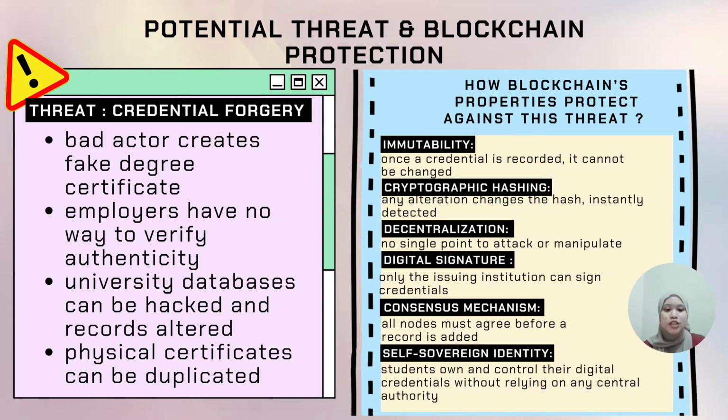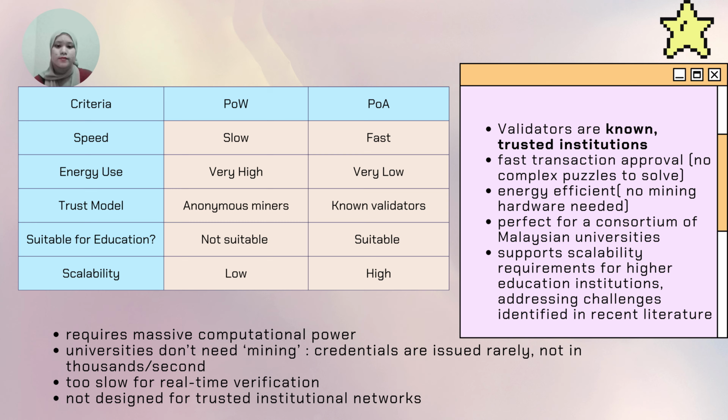An attacker would need to control the majority of all nodes simultaneously, which is extremely difficult. Fourth is digital signature. Only the official issuing institution can sign and create a credential. You cannot fake that. Fifth is consensus mechanism. All nodes must agree before any record is added. So even if one node is compromised, the rest will reject the fraudulent data. And lastly, something from recent research, which is self-sovereign identity. This means students themselves own and control their digital credentials without relying on any central authority to validate them.